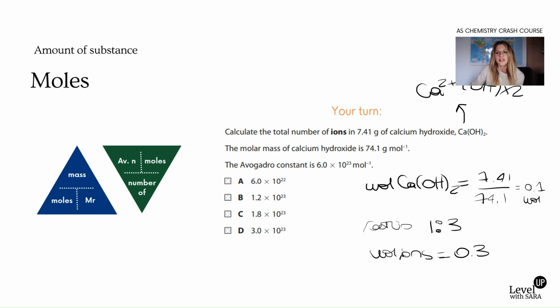And how do we get the number of atoms? Over here, Avogadro's number times the moles. So I think it should be this times 0.3, and this would give us this. Okay, good. So the next equation that we look at is concentration.